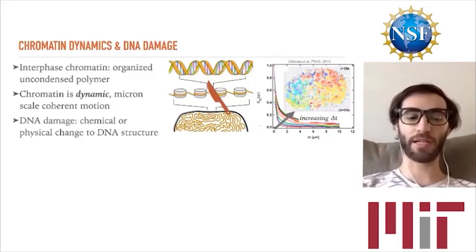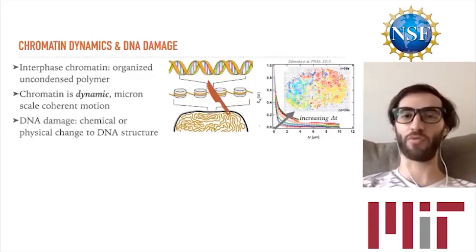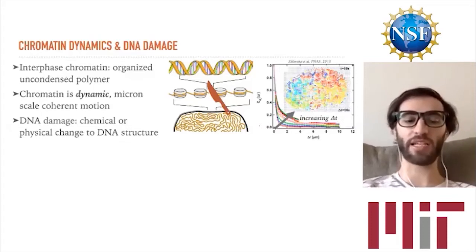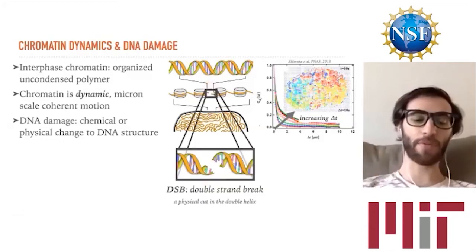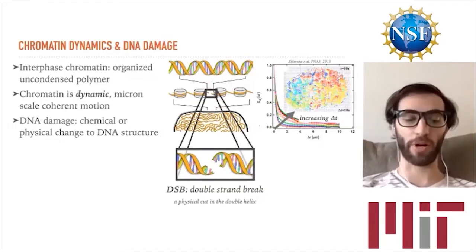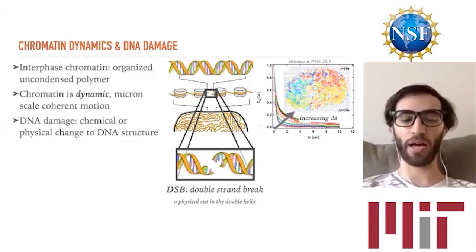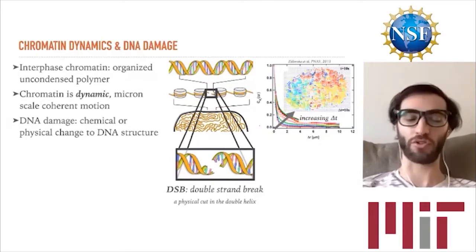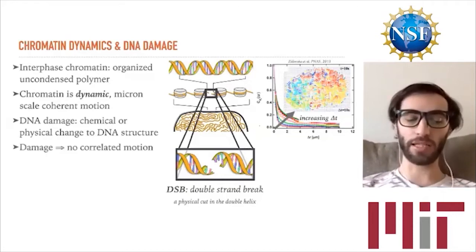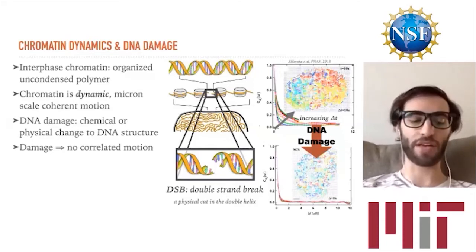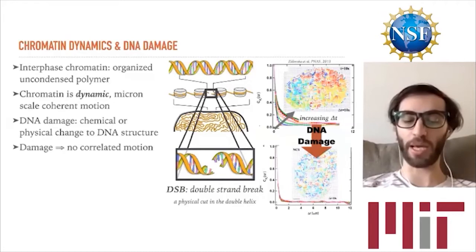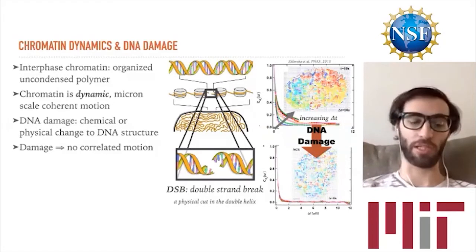In my experiment, I study how the dynamics of chromatin change in response to DNA damage. DNA damage is any chemical or physical change to the structure of DNA. This damage is pretty bad for a cell. If the damage is left unrepaired, cells will die or become cancerous. The type of damage that I focus on is called the double strand break. That is a physical cut of the polymer, and it's particularly bad because it can be pretty hard to get the two different strands to reconnect. Luckily, our cells have developed DNA repair mechanisms, which we know from previous experiments can drastically alter chromatin dynamics. For example, when damaged, the correlated motion in chromatin completely disappears.